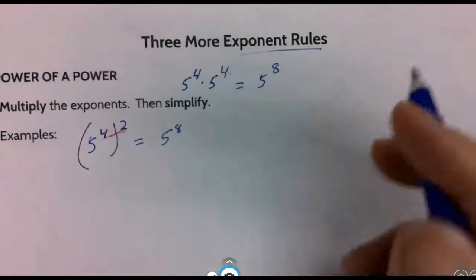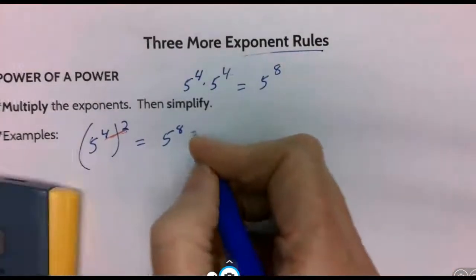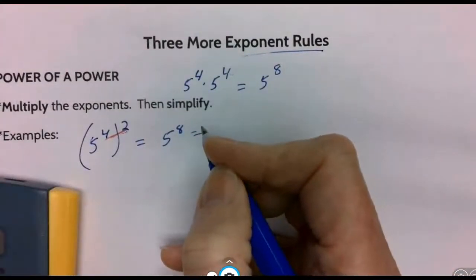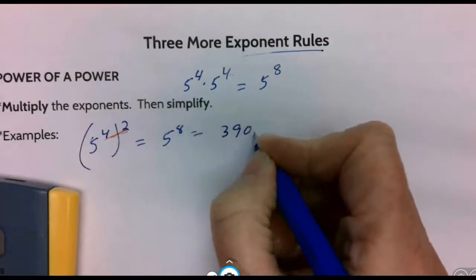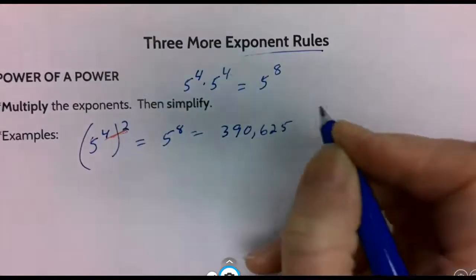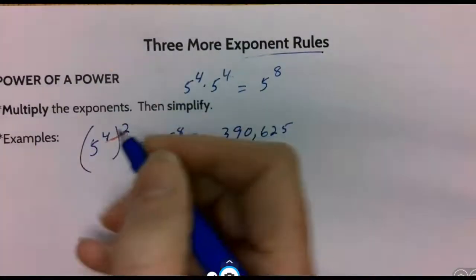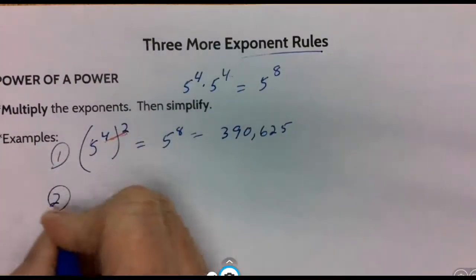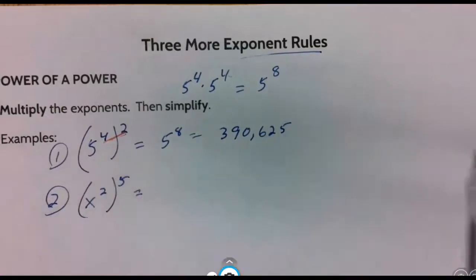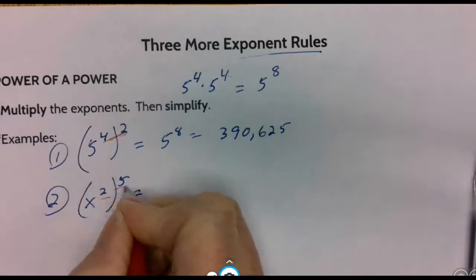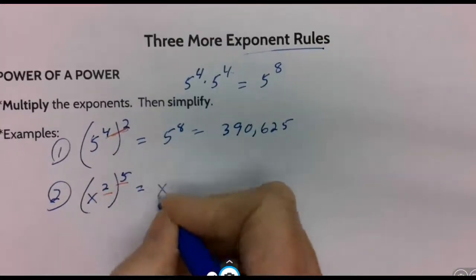Now, you should take out your calculator and find out what that is equal to. It's going to be probably a pretty big number. That is 390,625. Okay? That's number 1. Number 2, we have x to the 2nd, all of that to the 5th. So when I take a power to a power, x to the 10th.